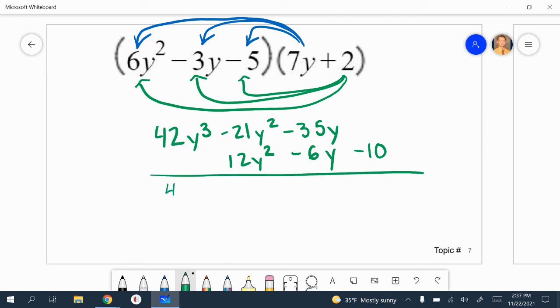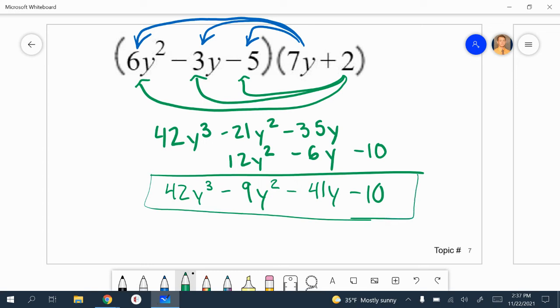So then we'll have 42y to the third power. We will have a negative 9y squared. We will have a negative 41y and a negative 10 after I simplified and combined all those like terms. So this is my final answer. We can move on to topic 8.